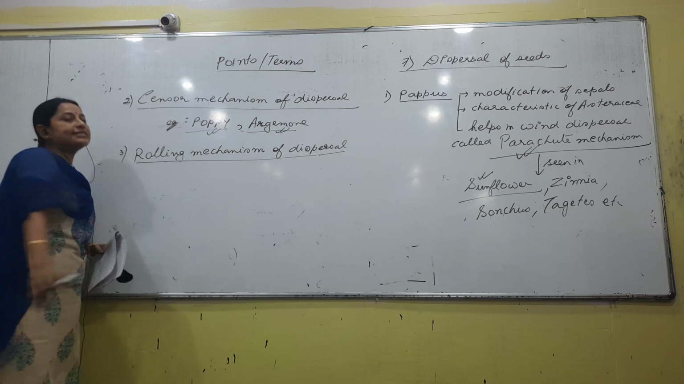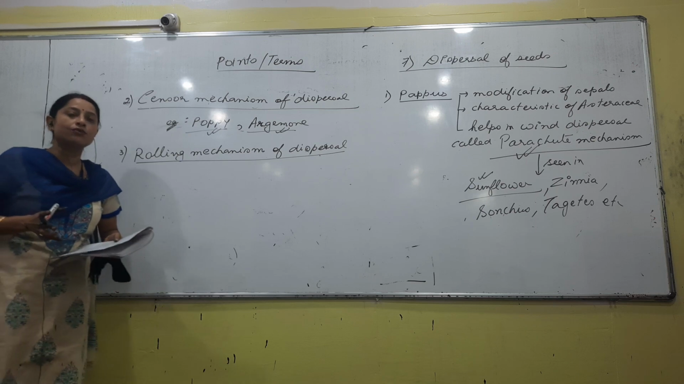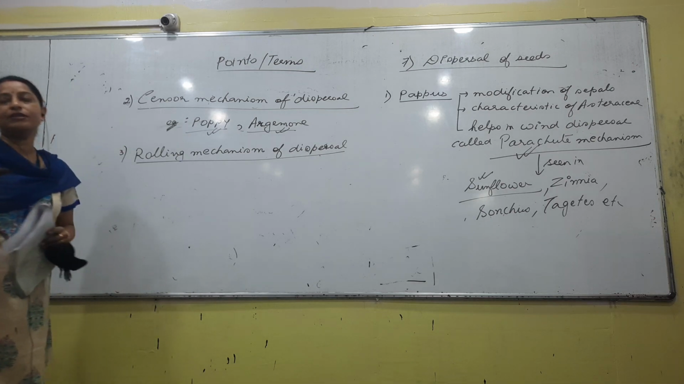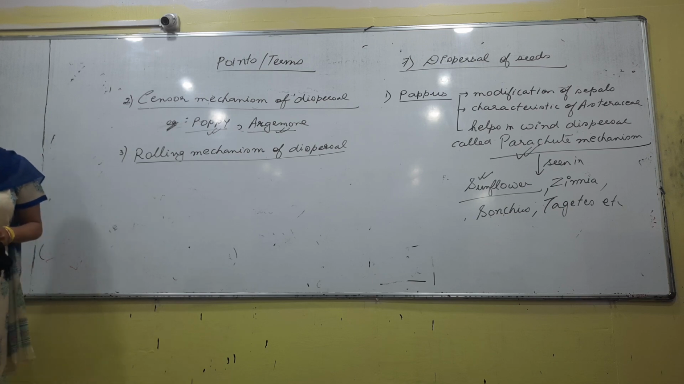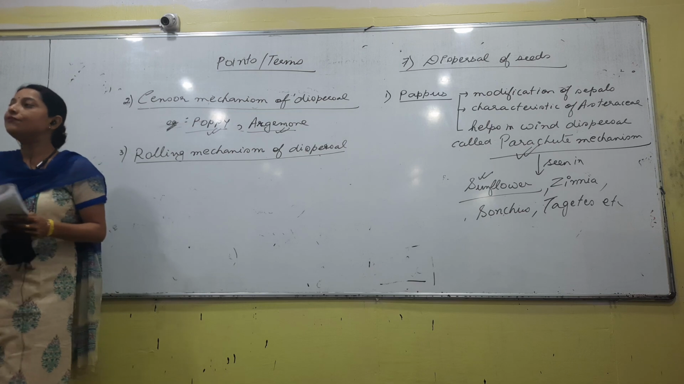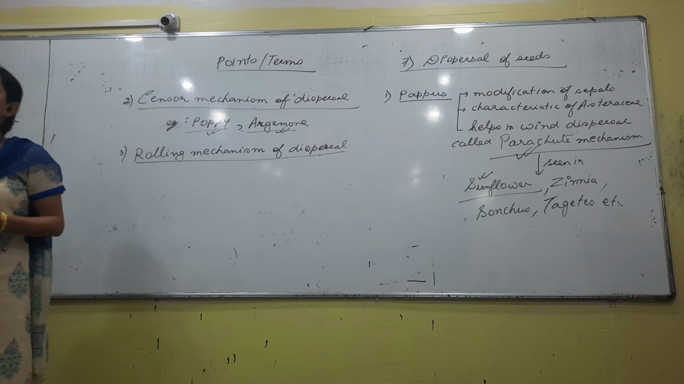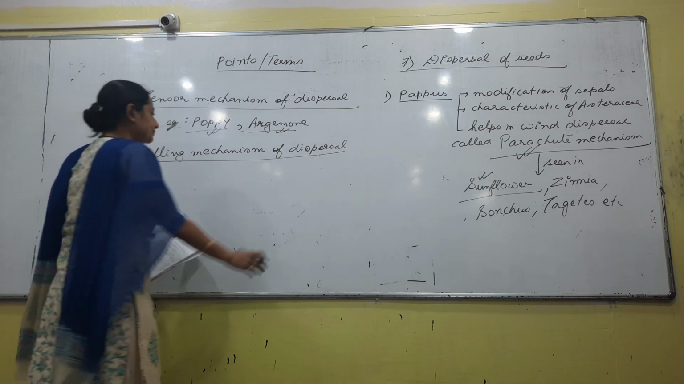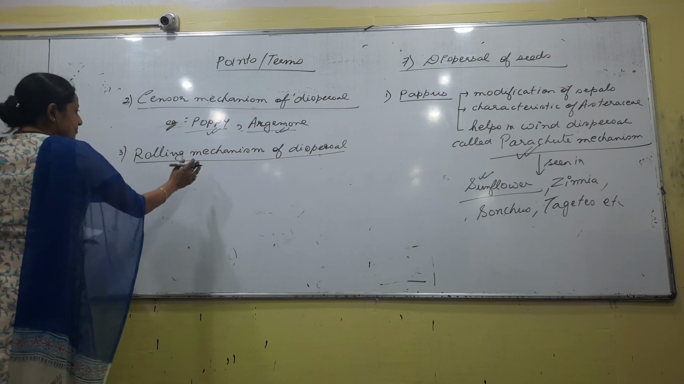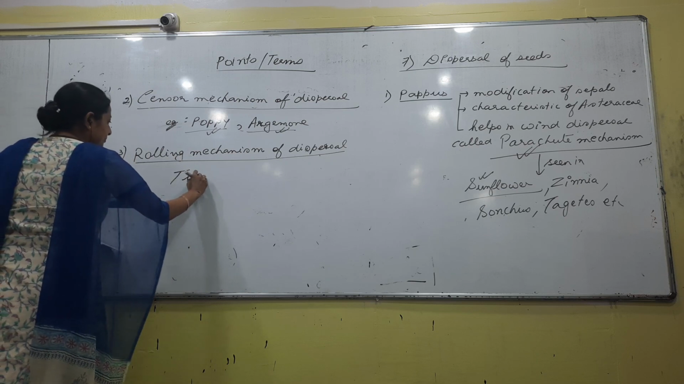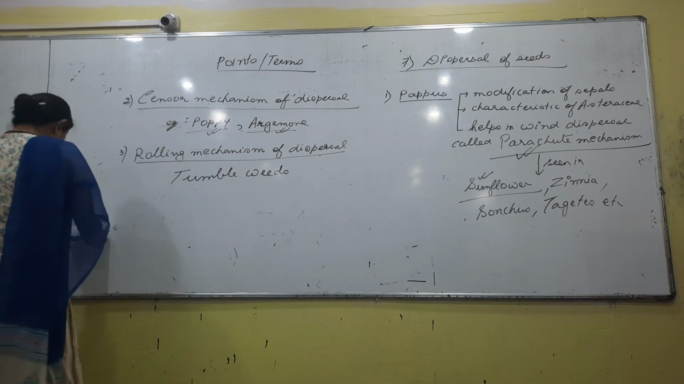Next, the rolling mechanism of dispersal. Rolling we understand: moving from one place to another in the form of a ball, that is called rolling, right? Generally it is seen in a particular type of grass that grows in desert areas. Along with the wind, it moves from one place to another. If you remember, we talked about something like it when we were discussing Selaginella. So, the rolling mechanism of dispersal is seen in, or they are also called, tumbleweeds. Keep it in mind.